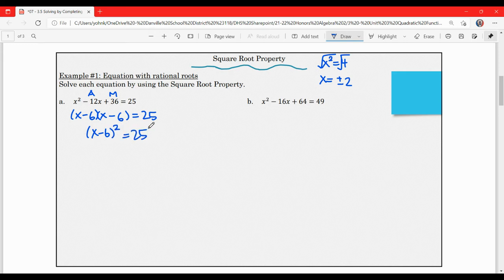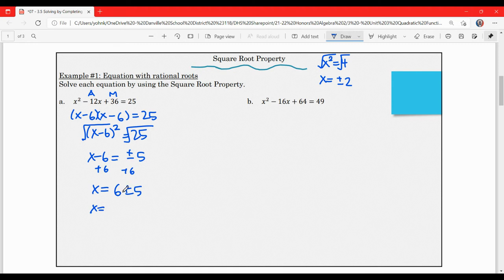Now I have two sides of an equation that are both perfect squares. I can solve by square rooting both sides. So x minus 6 equals plus or minus 5. Then I can solve for x by adding 6 to both sides. So x equals 6 plus or minus 5. Usually you're not going to see plus or minus 5 and then plus 6. Usually the plus or minus part comes second. That's why I snuck the 6 in front.